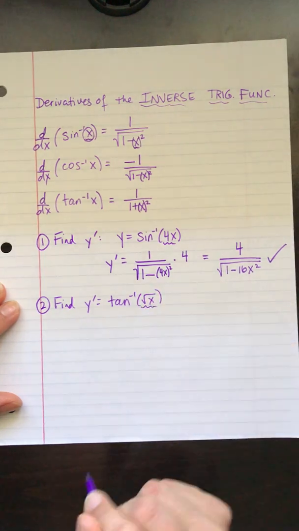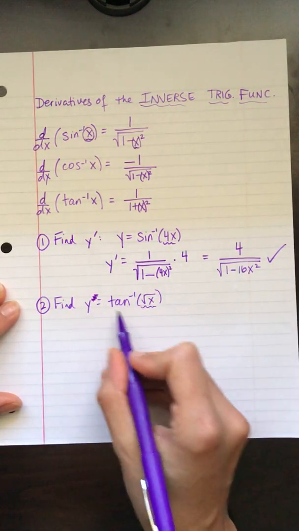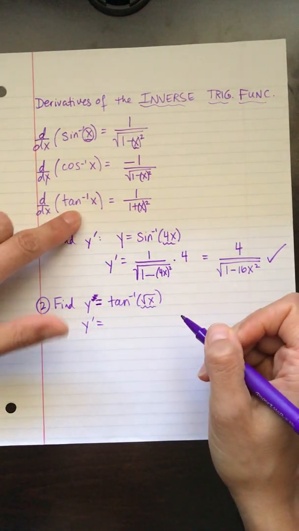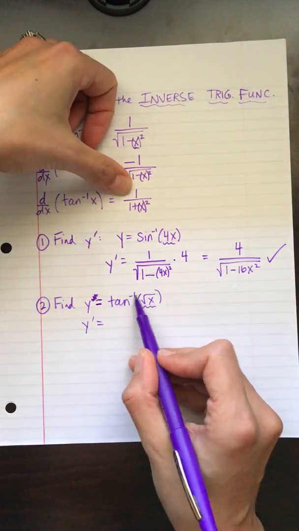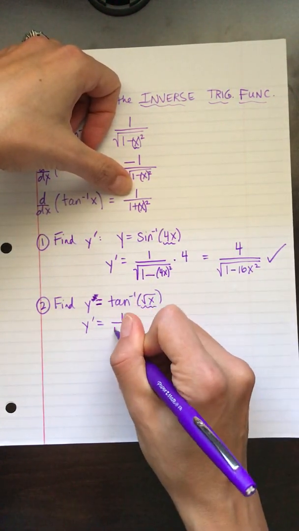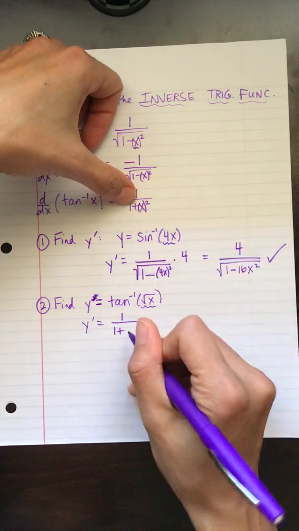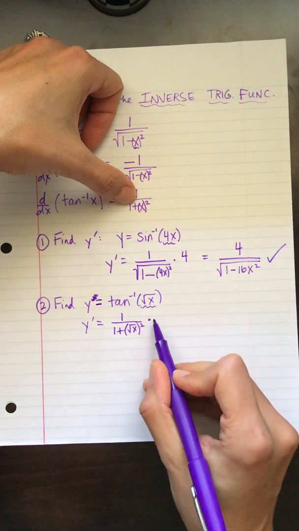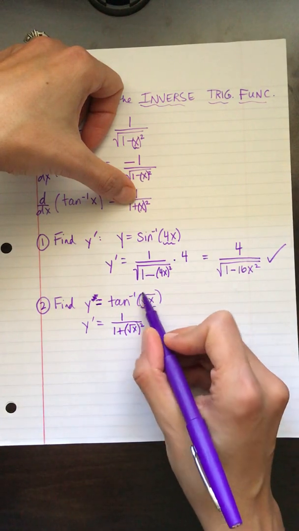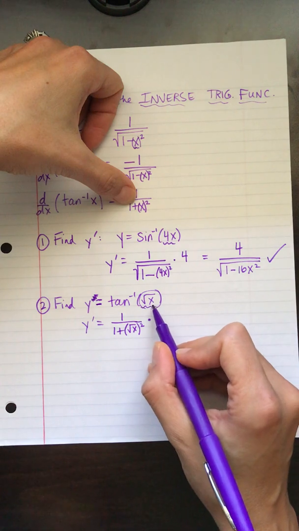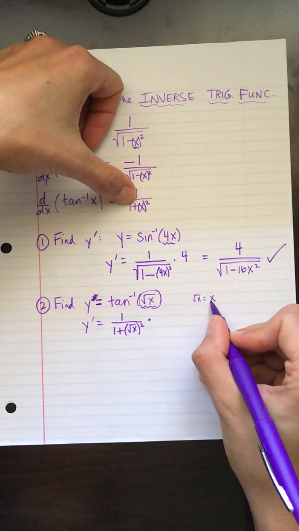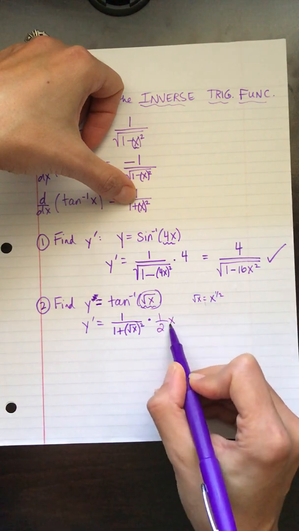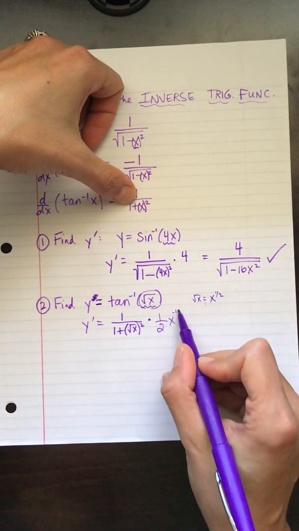2. Find y prime if you have y equals inverse tangent of rad x. Please look at your argument. So what's the derivative? Well, let's follow this formula. The derivative of inverse tangent is going to be 1 over 1 plus argument squared. Don't forget chain rule, which says times the derivative of the argument. So what's the derivative of rad x? If you know that rad x is x to the half, the derivative is 1/2 x to the negative 1/2.